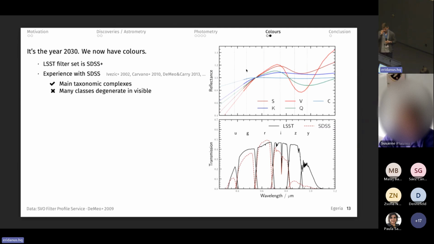Okay, so it took a long time, but now we're in the year 2030, and we have colors. Now, what can we do with them? As Jelko told us yesterday, the LSST filter set is like SDSS, but a bit better, which is good because we have a lot of experience with SDSS colors.